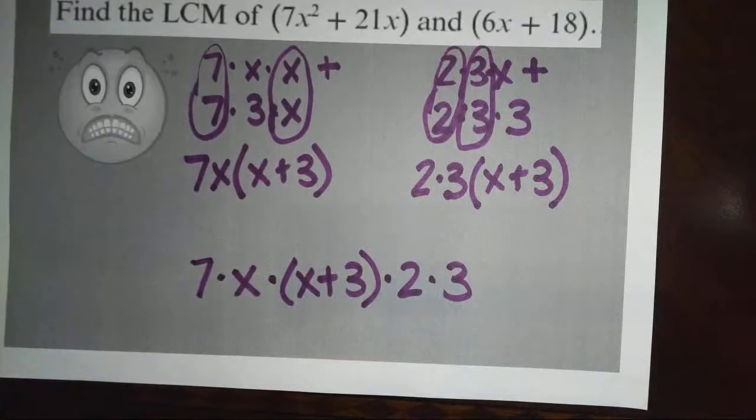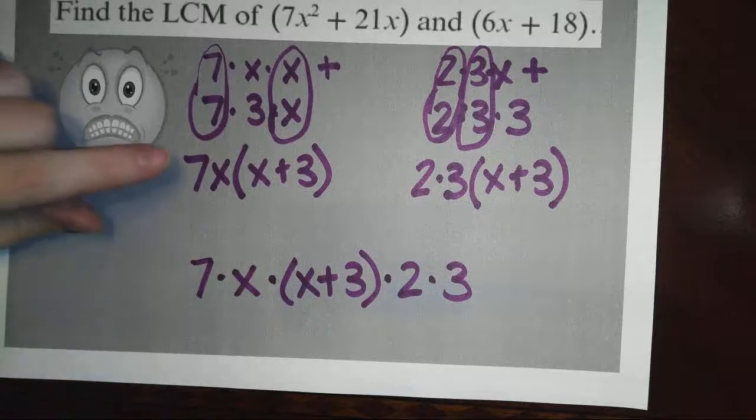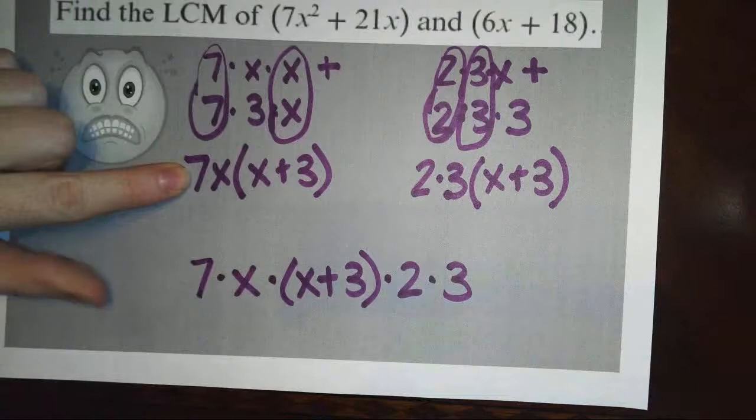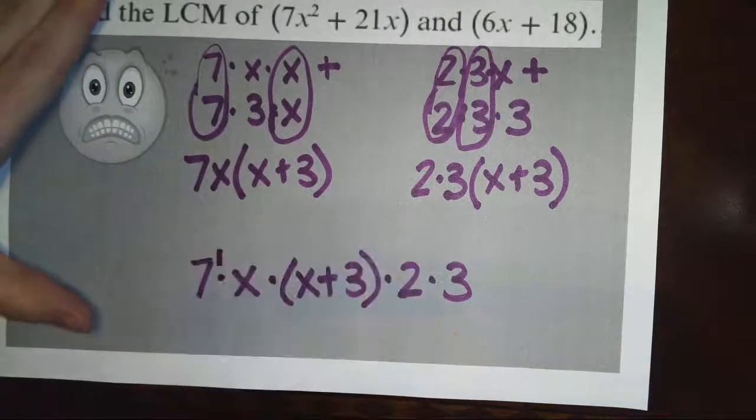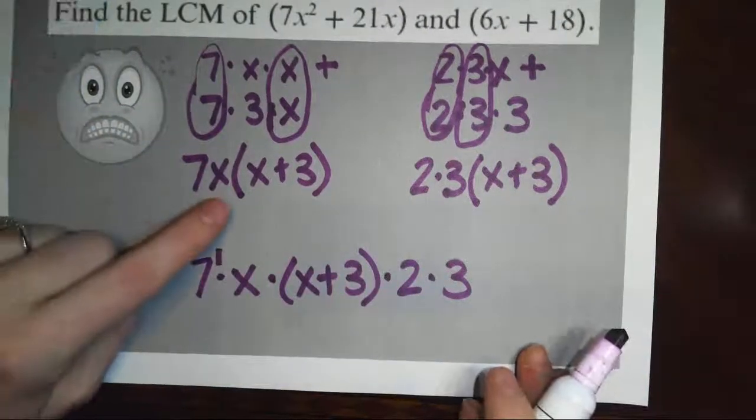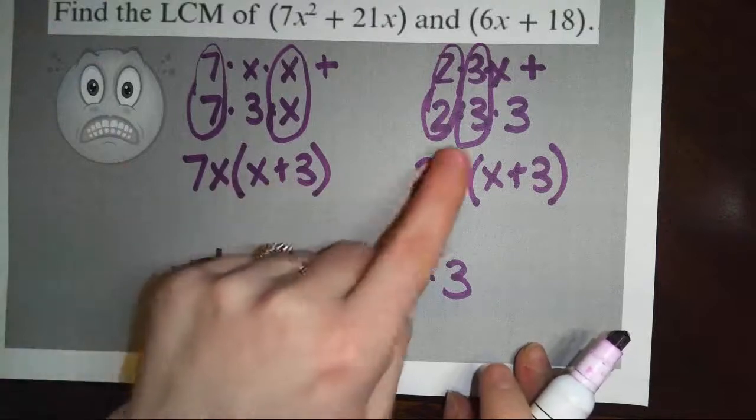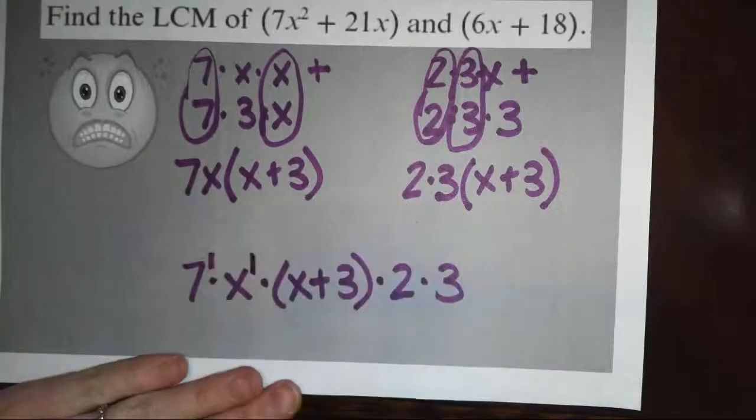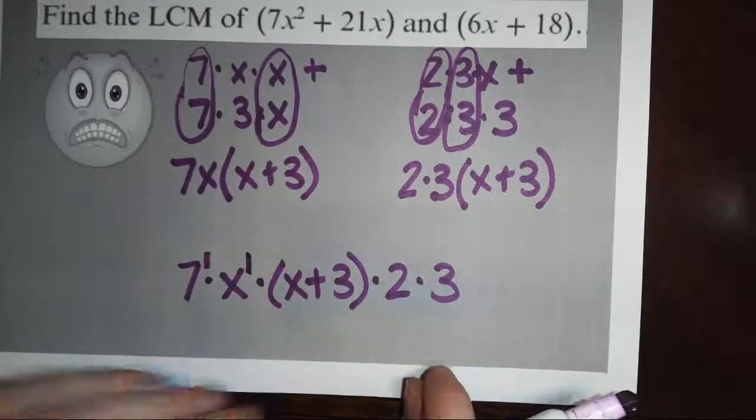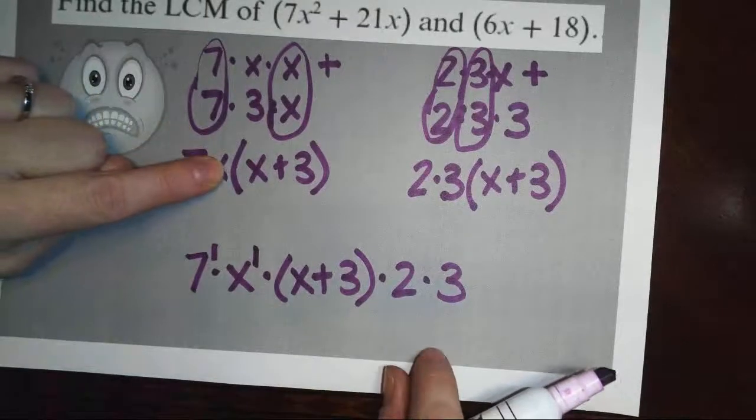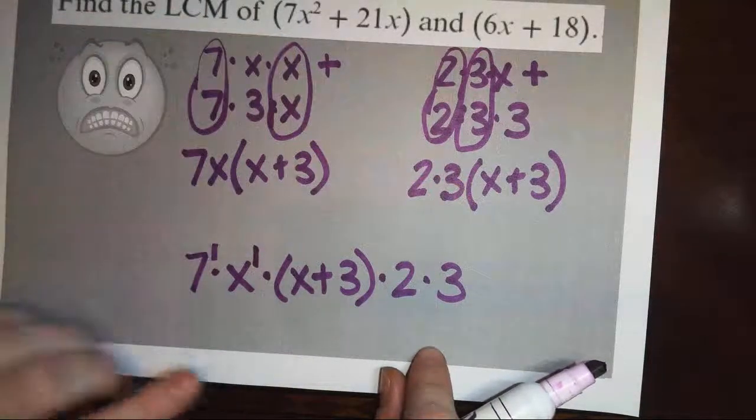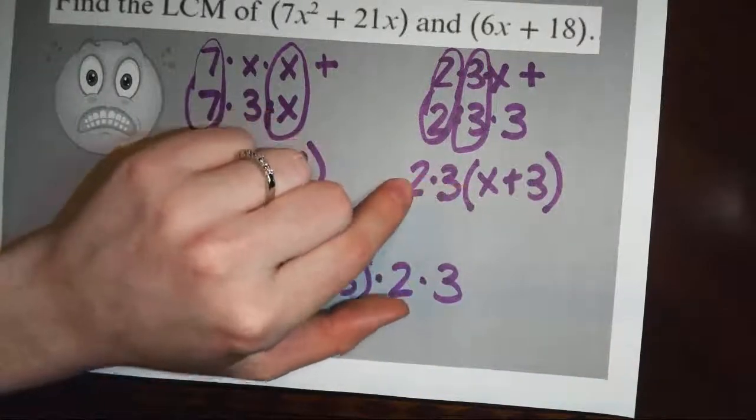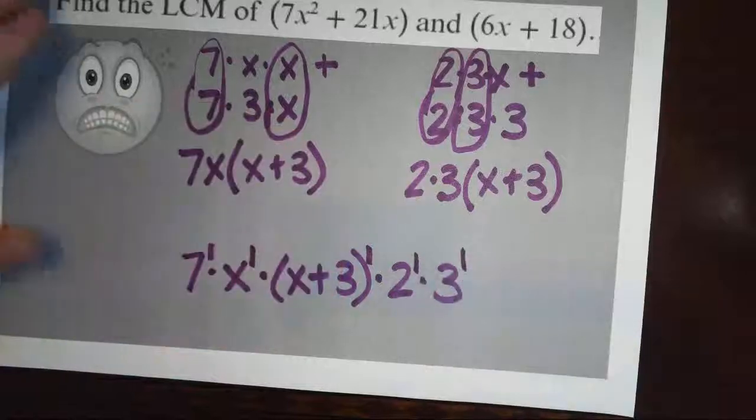Now we're going to have to use them the greatest number of times. So 7 is used once in this first polynomial and 0 times in the second. So since once is the most, we'll use 7 one time. X is used once in the first polynomial and 0 times in this one. So since once is the most, we will use x one time. X plus 3 is used once in the first polynomial and once in the second polynomial. So since once is the most, we'll use it once. 2 is used once, and 3 is also used once.